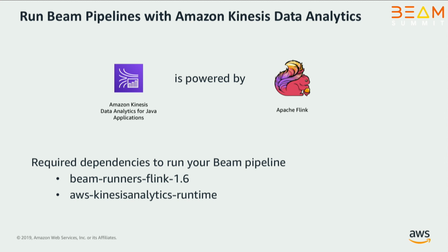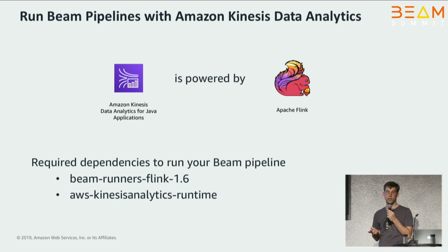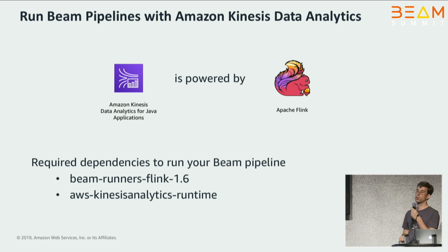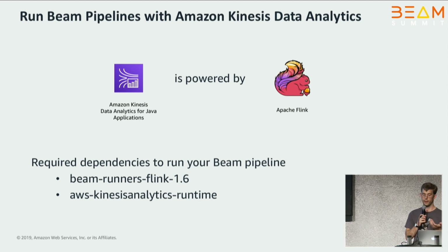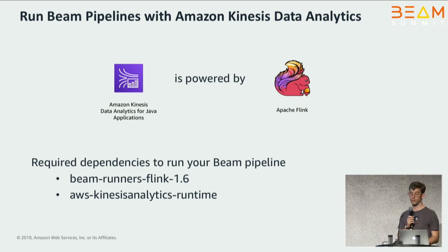What does it actually take to run a Beam pipeline or a Flink program on Kinesis Data Analytics for Java? Well, basically, as it is based on Flink 1.6, you just need to add 2 dependencies. One is the Beam runner for Flink 1.6, and then there's an additional dependency so that the service can actually communicate with the Flink program itself and pass in those parameters.